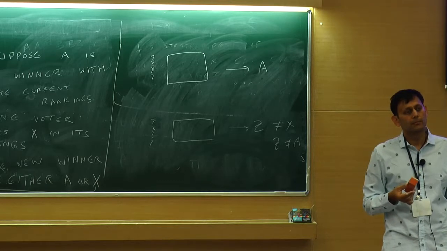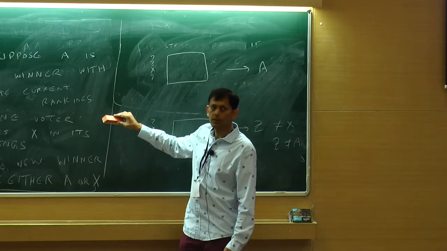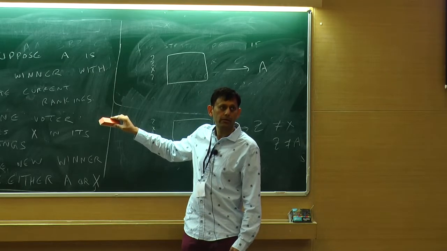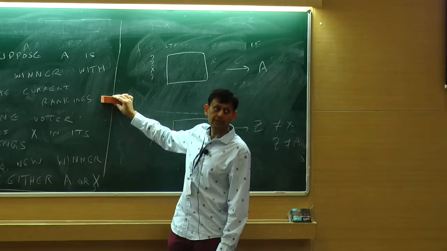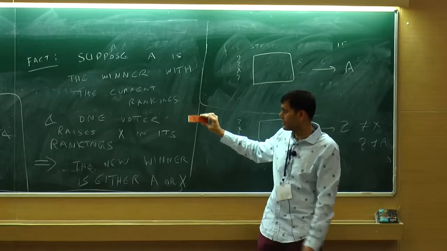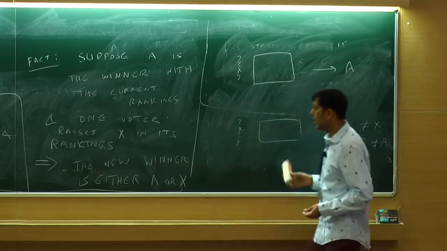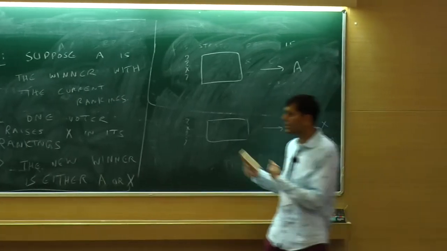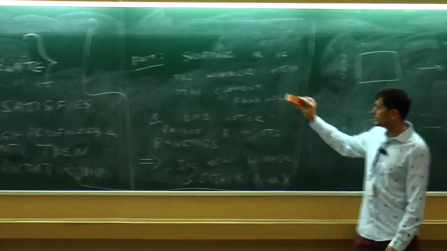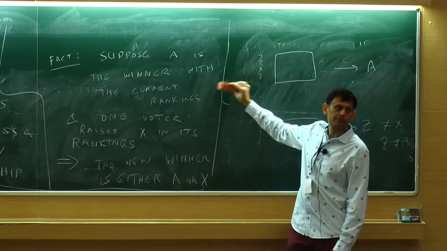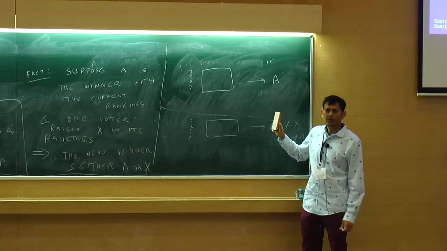Initially A is the winner, and it was the top of the rankings reported by the voter? No, we're not assuming that. We're just saying that A is the winner with the current rankings. It may be on the top, maybe on the bottom, wherever it is. And one voter raises X in its rankings, and the new winner is going to be either A or X, as long as F is strategy proof. So we already assume that F is strategy proof. We already assume it satisfies unanimity, and so this fact follows from F being strategy proof. Should I go ahead?